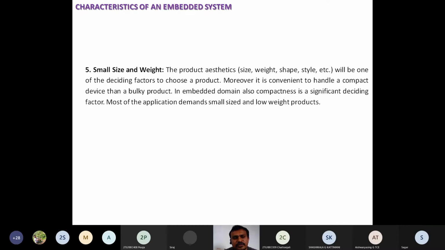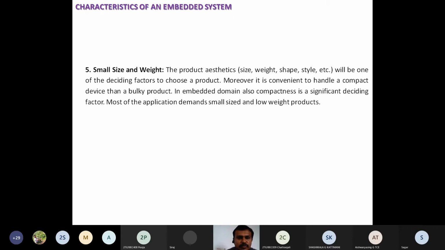So most of the applications demand, as we say, the application is nothing but the requirement of the user, small sized and low weight products. Obviously, regarding the mobile phone device, we are thinking it must be small size and less weight. But it is not applicable for all embedded systems. Obviously, if we are thinking about designing a car, we are not thinking about a small size car. Obviously, we need 4 plus 1, 3 plus 1, 2 plus 1 based on the number of seats that must be added in the design of that car.